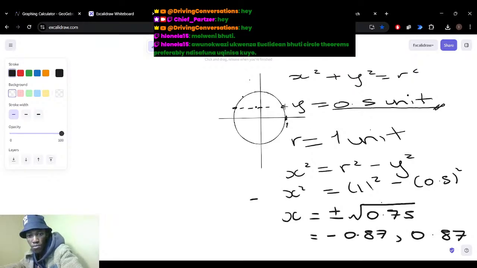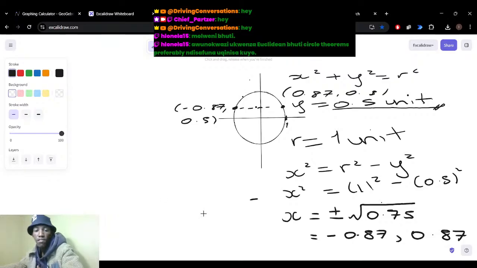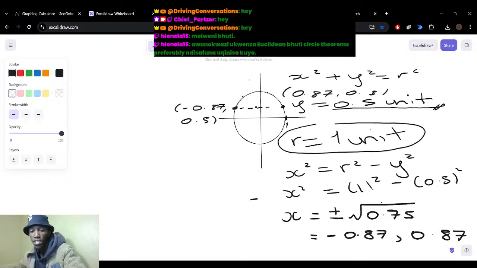A solution at this point and a solution at this point. So x is negative 0.87 with y of 0.5, and x is positive 0.87 with y of 0.5. So that was the introduction to a unit circle. Basically, to summarize, a unit circle is a circle with a radius of 1 unit.